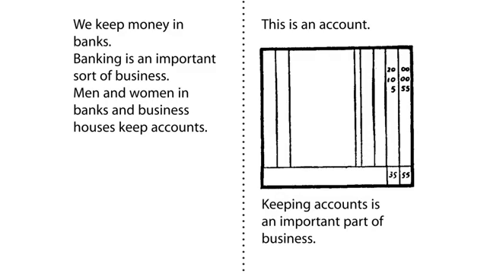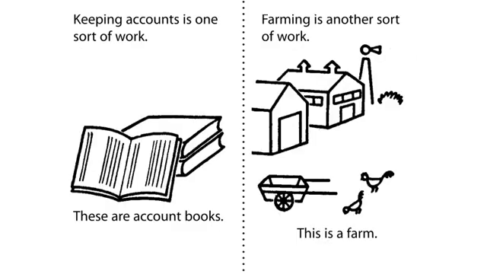Men and women in banks and business houses keep accounts. This is an account. Keeping accounts is an important part of business. Keeping accounts is one sort of work. These are account books. Farming is another sort of work.